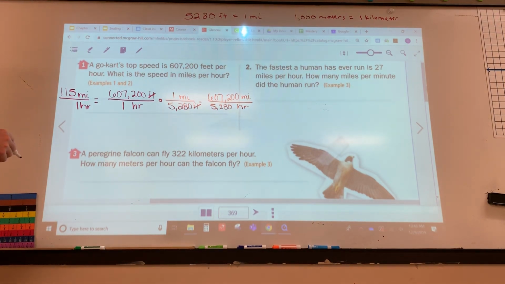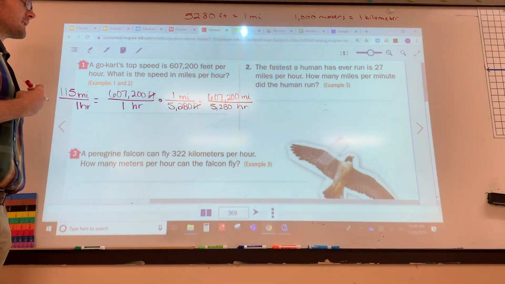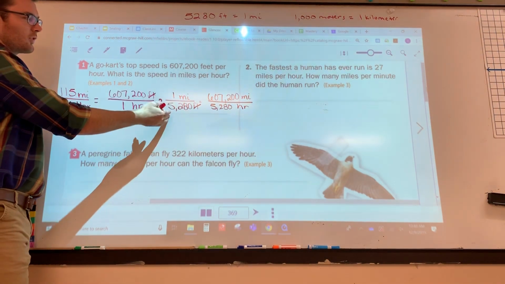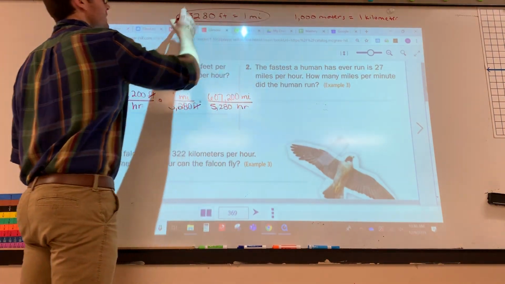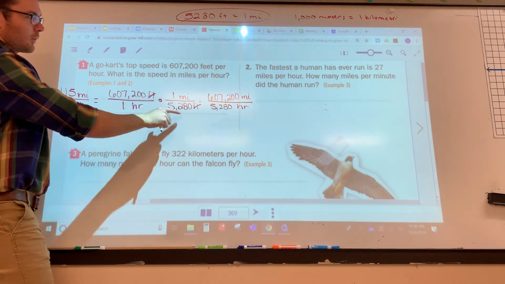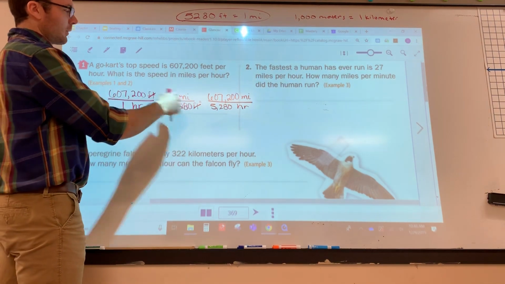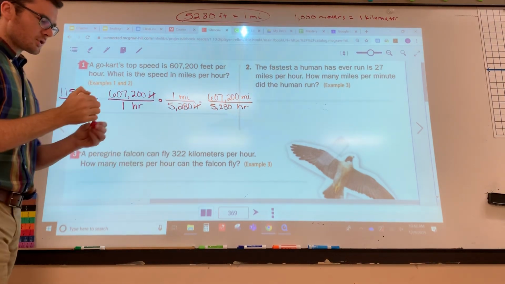All right, so just in recap, the hardest thing that I think about this problem was deciding if I need to write miles or feet on top, because I know that there's a relationship that matters that we already have. I wrote feet on the bottom so that whenever I cross canceled, the feet would go away, and all I had left was miles and hours. So let's try that again right here.